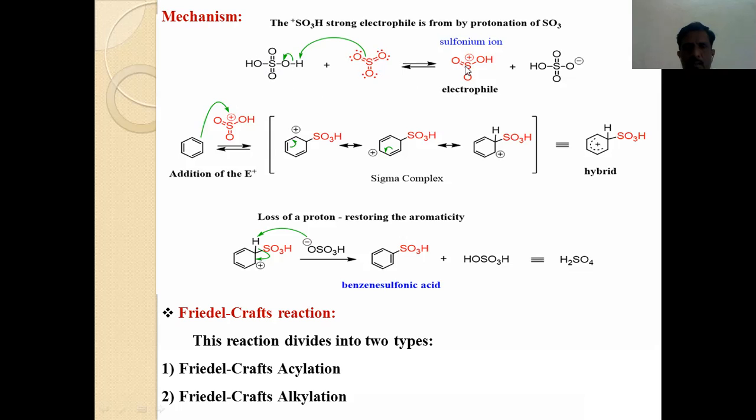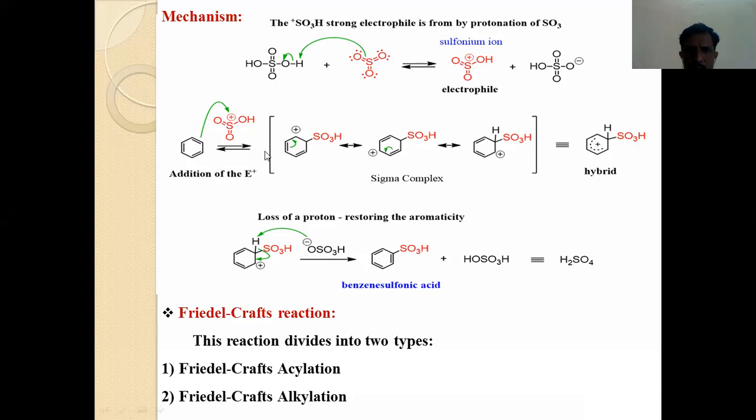This generated electrophile will react with the benzene molecule, and this is called the addition of the electrophile to the benzene molecule. The benzene molecule attacks the positively charged sulfonium ion electrophile. Again, a sigma complex is formed. In the previous lecture I told you how the arenium ion, or Wheland complex, or sigma complex, is formed when the electrophile attaches to the benzene molecule. Initially the benzene molecule creates a positive charge.